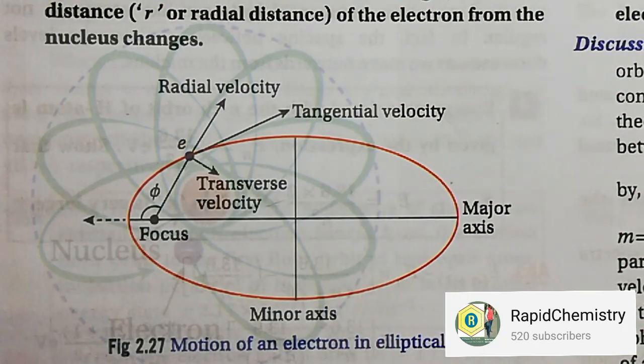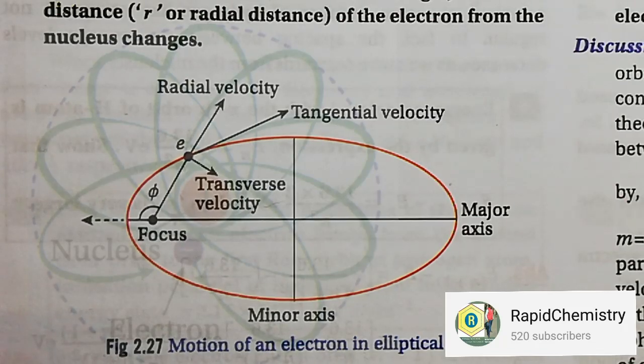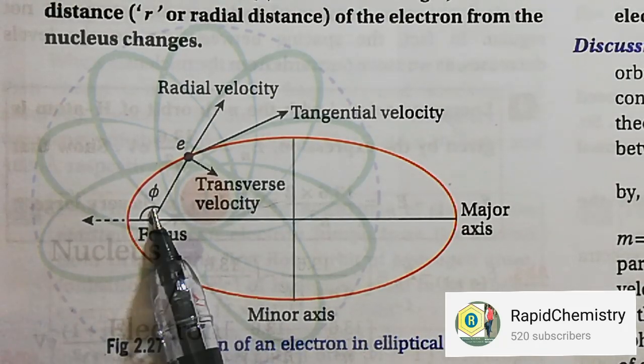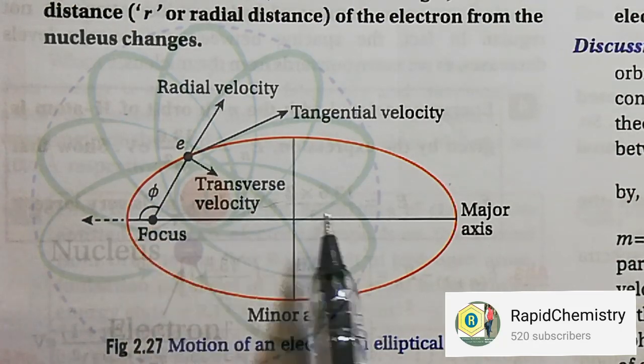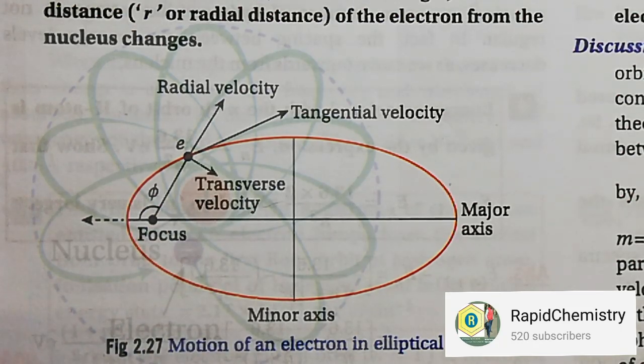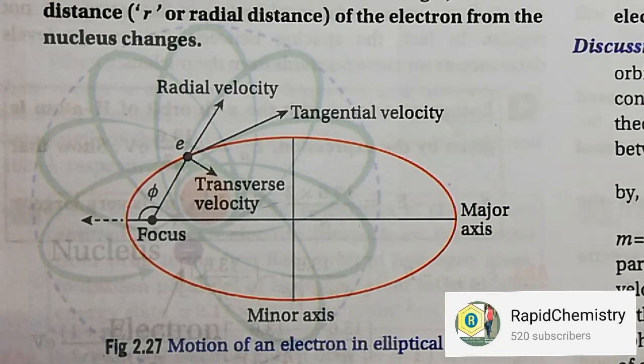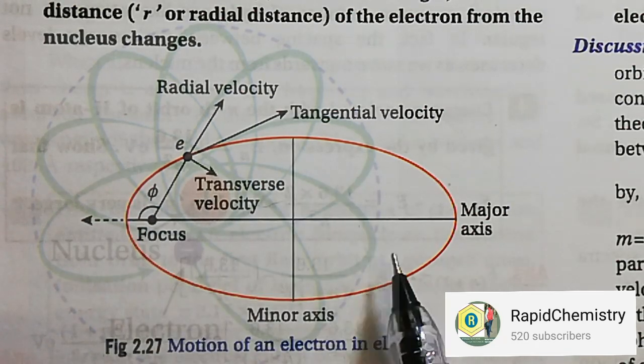An electron moves around a positively charged nucleus in different elliptical orbits in addition to circular orbits. Circular orbits can also be there. When the electron moves in an elliptical orbit, the nucleus remains at one of the foci.